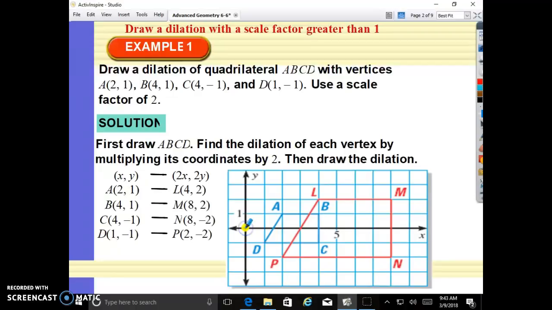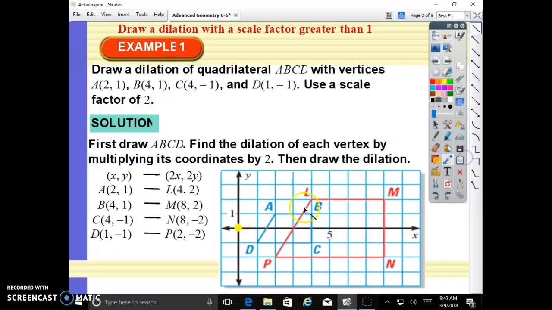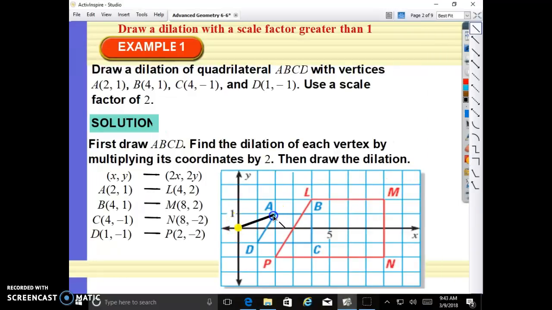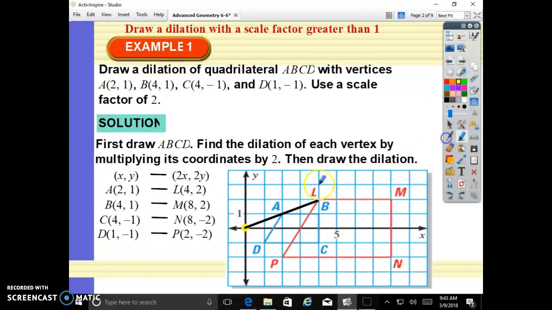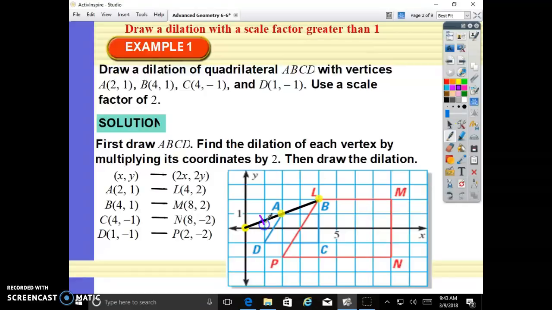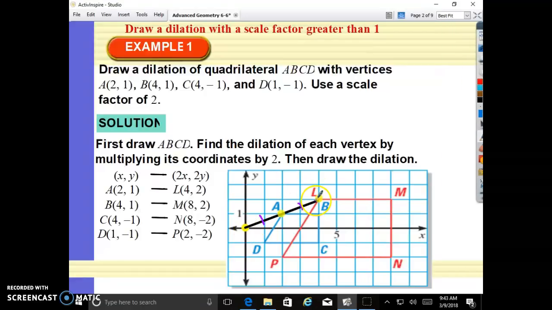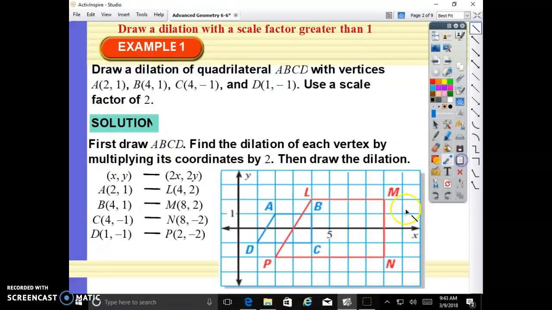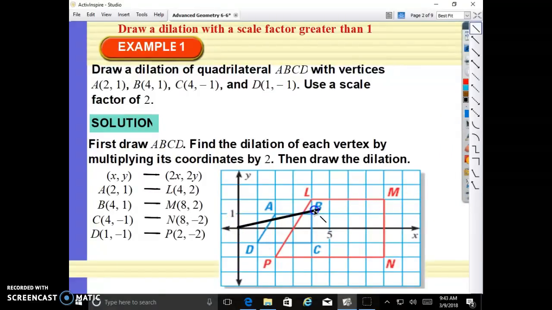So let's look at what this actually means. Here's our origin. From our origin to A is that distance. Now to L, the image of A, is twice the distance, making A essentially the midpoint between the origin and its image. This is exactly what's happening with all of these points. From the origin to M, you can see that B is the midpoint because it's halfway to M, because we have a scale factor of 2. It is now twice the distance from the origin that it was originally.